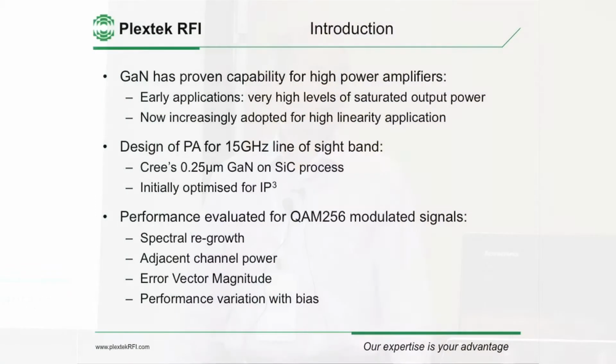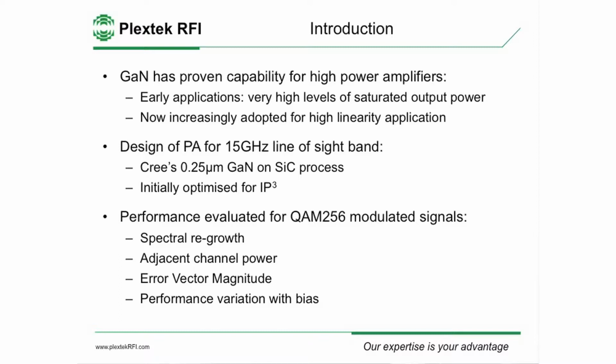We're going to start by looking at an example, a PA for 15 gigahertz line-of-sight links. And this is a European band. There are various bands from around about 6 gigahertz up to 40 gigahertz. We're going to develop this PA using Cree's quarter-micron GaN and silicon carbide process. The initial design will optimize for the conventional measure of linearity, third-order intermodulation point. But that's not what is really important for a line-of-sight link.